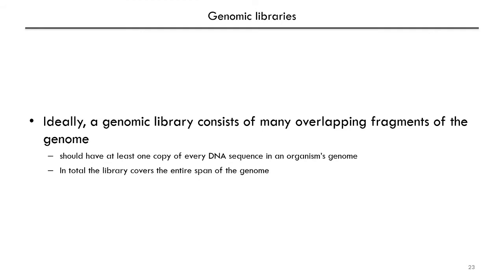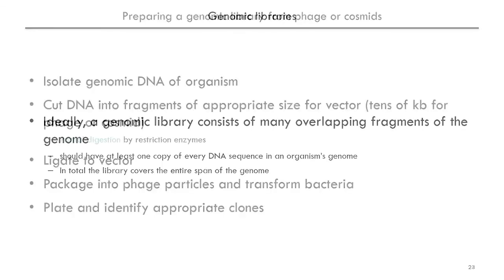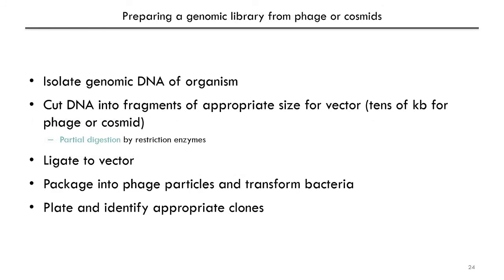A genomic library is a collection of clones that, together, cover the entire sequence of an organism's genome, with many clones overlapping in regions of the sequence. Genomic libraries are commonly used for sequencing applications, playing an important role in deciphering the genome sequences of different organisms. As we discussed, phage and Cosmid vectors are very useful for producing genomic libraries.